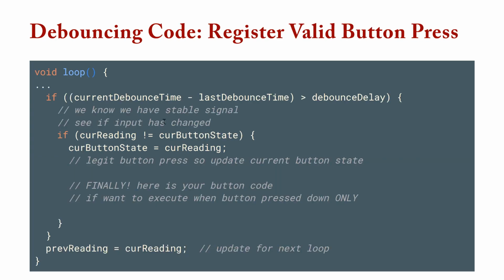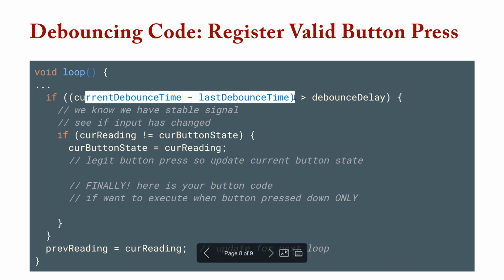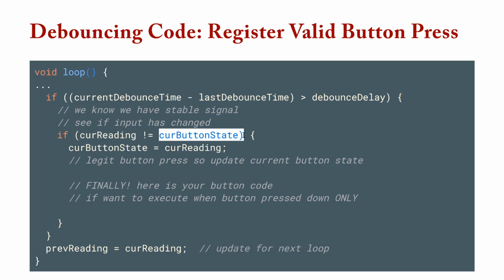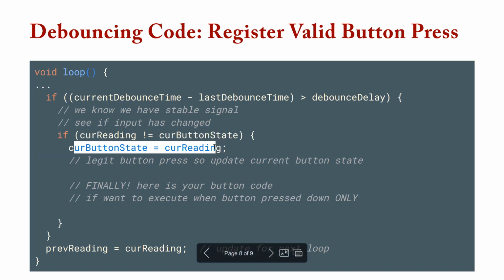Then I say, okay, let's see what we got here. If the current time minus the last debounce time exceeds the time that I think I need the signal to be stable for, cool. Well, then I know it's stable. So what do I want to do now? I want to see if the current reading is different than the current state, meaning I think I'm in the high state, the current reading is low. Well, if I've exceeded the threshold for delay, then I know it's legitimate. So I do actually want to update my current state to the new reading level.